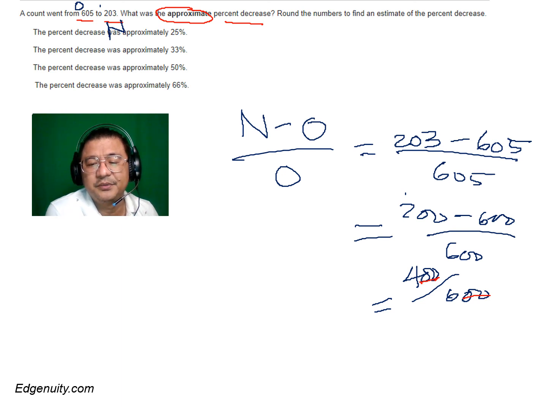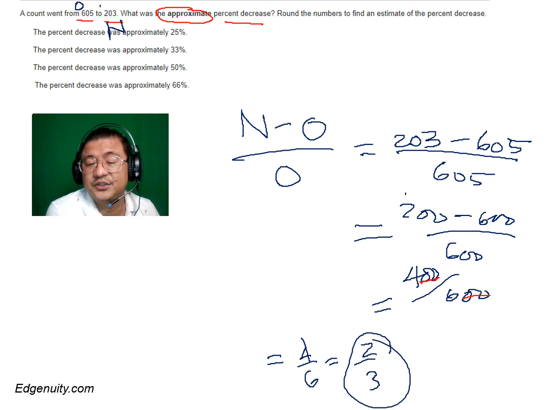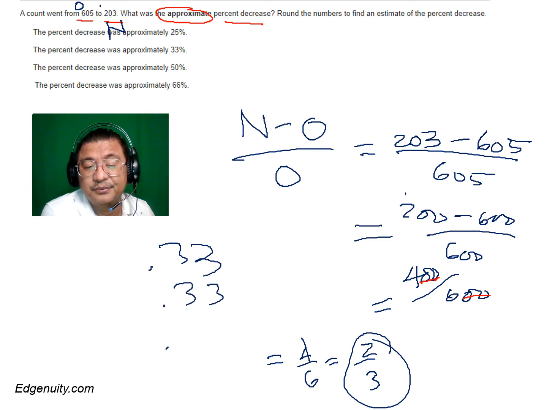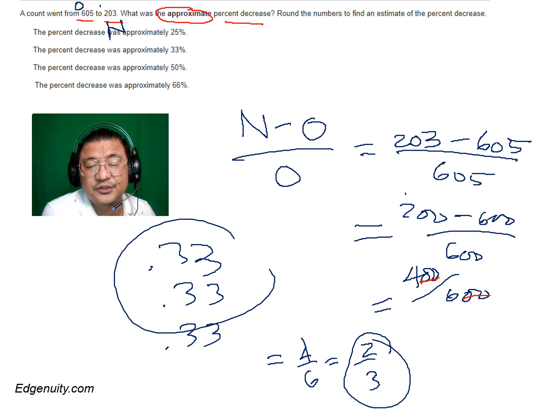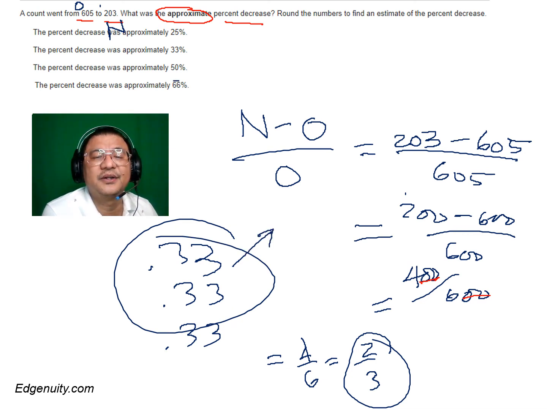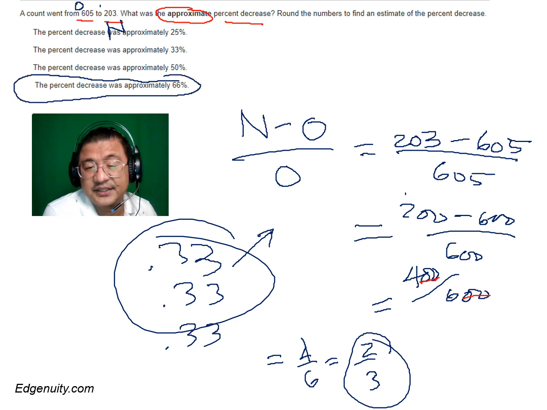And your result will be 4 over 6, which in lowest terms is 2/3. What is 2/3? 2/3 of a whole. 1/3 is 0.33 or 33%, so two of them will be 0.66. Okay, it's just an approximate. You don't need an exact. If you want to be sure, just divide with your calculator.